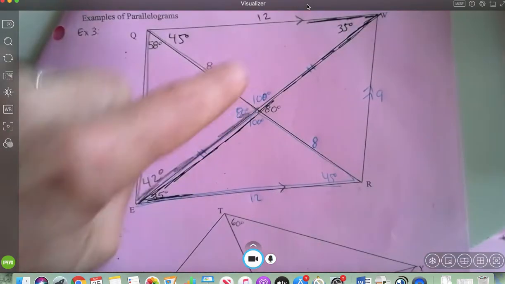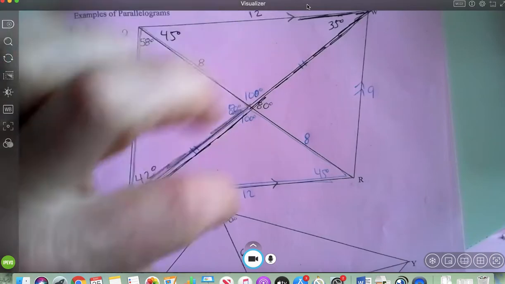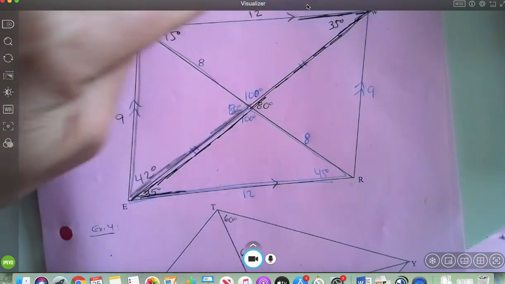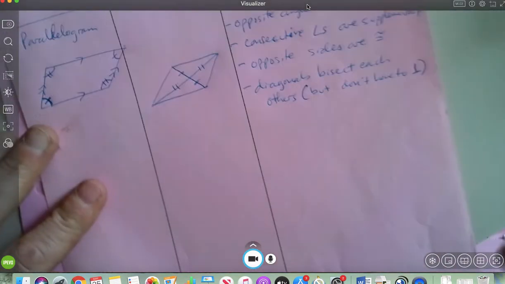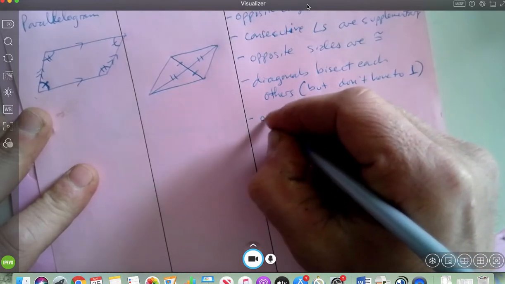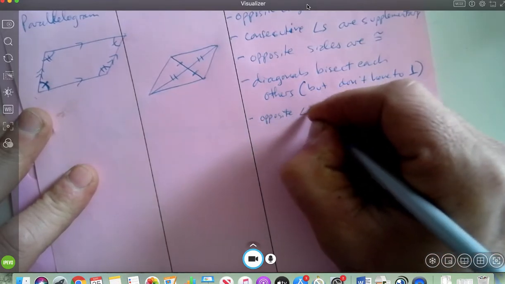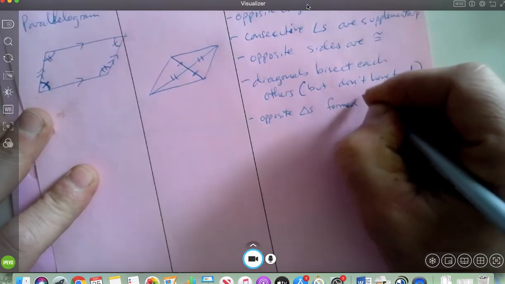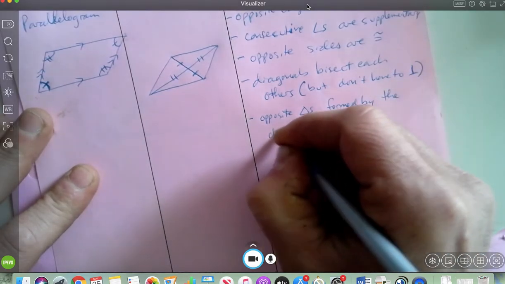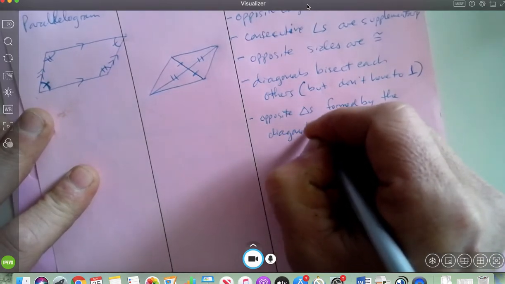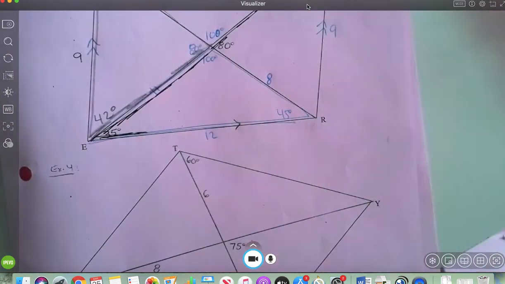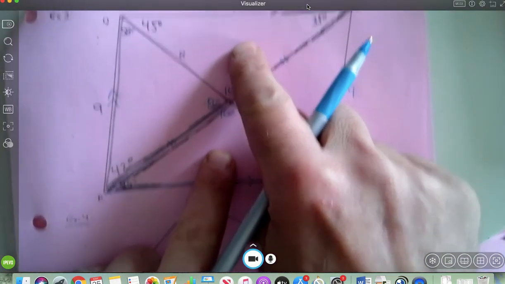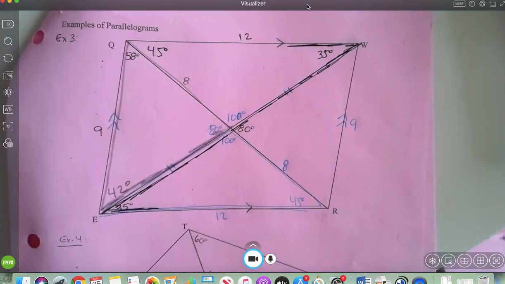Notice that this triangle and this triangle are congruent. They have all corresponding angles congruent, and all corresponding sides congruent. So that's another property we can add here: the opposite triangles formed by the diagonals are congruent. And that's helpful. There's a lot of repetition, so use that repetition to help you out. These are congruent, these are congruent, and we could prove that. We're just not going to.